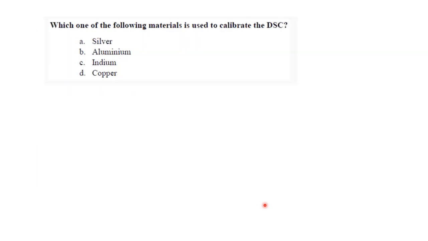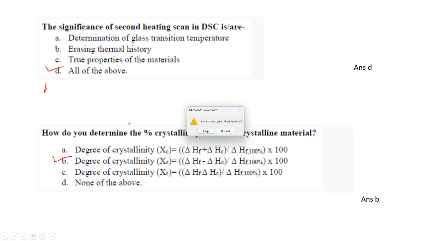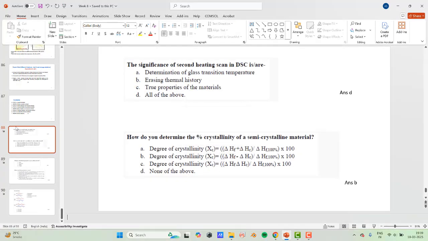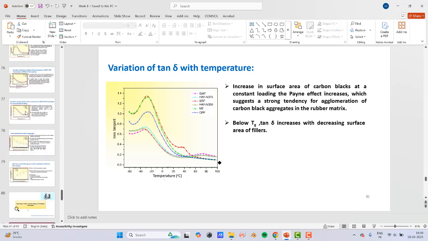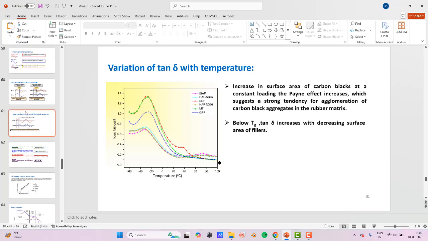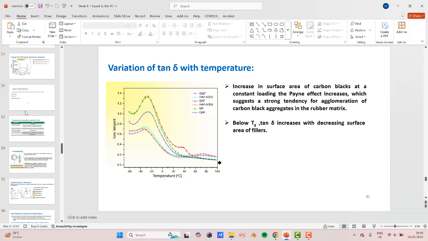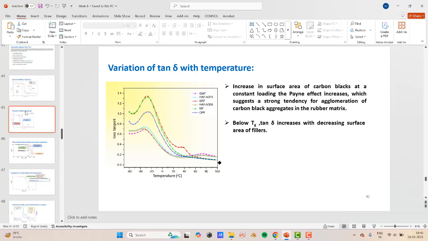Then, which one of the following materials is used to calibrate the DSC? Silver, aluminium, indium, or copper? Can anyone answer this one? I mentioned it earlier also. To calibrate the DSC, what kind of material do we need to use? It basically depends upon the Curie temperature. So I'll go back to the DSC slide.